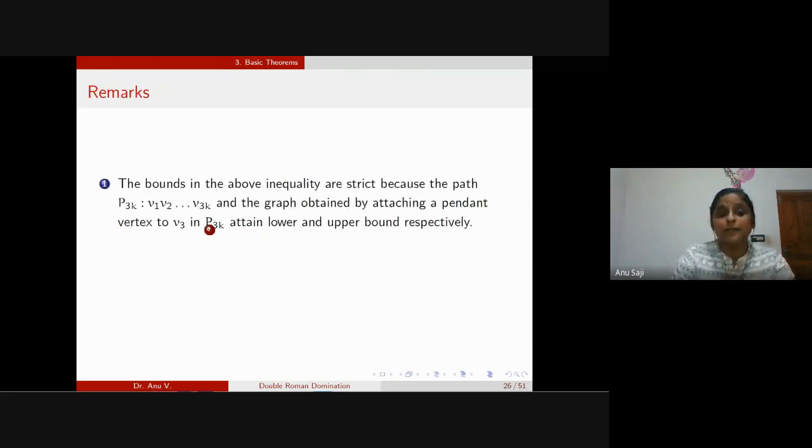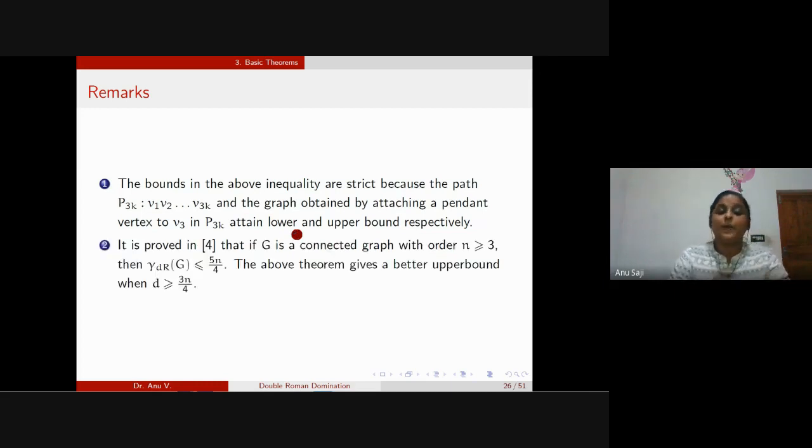Take the path on n vertices where n is a multiple of 3. Then it will satisfy the lower bound. And by attaching a pendant vertex to the third vertex, it will satisfy the upper bound. Okay. In the base paper, there is an upper bound in terms of order. It was like this: gamma_dRG is less than or equal to 5n by 4. The above theorem gives a better upper bound when the diameter is at least 3n by 4.